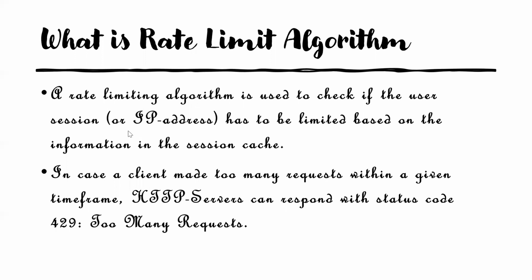So in the case of a client making too many requests, the status code is 429. So 429 is basically too many requests, and it says that you can't bypass the rate limit.